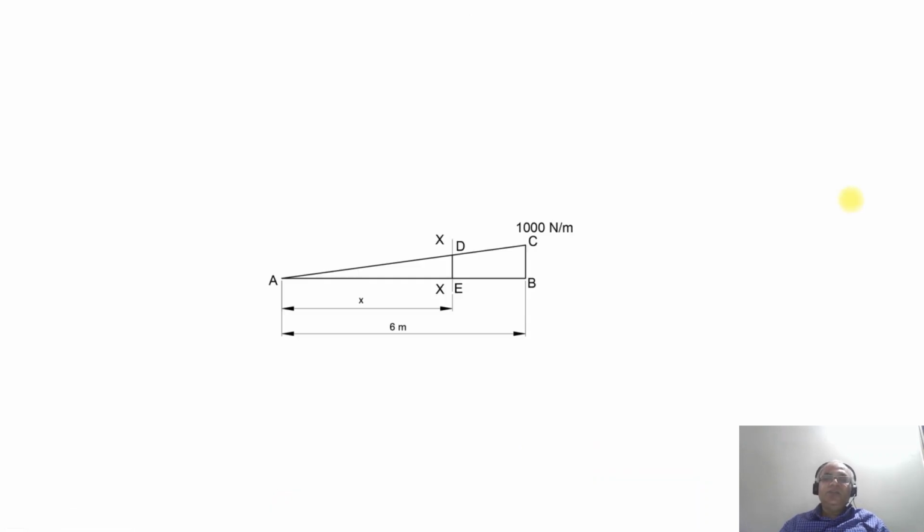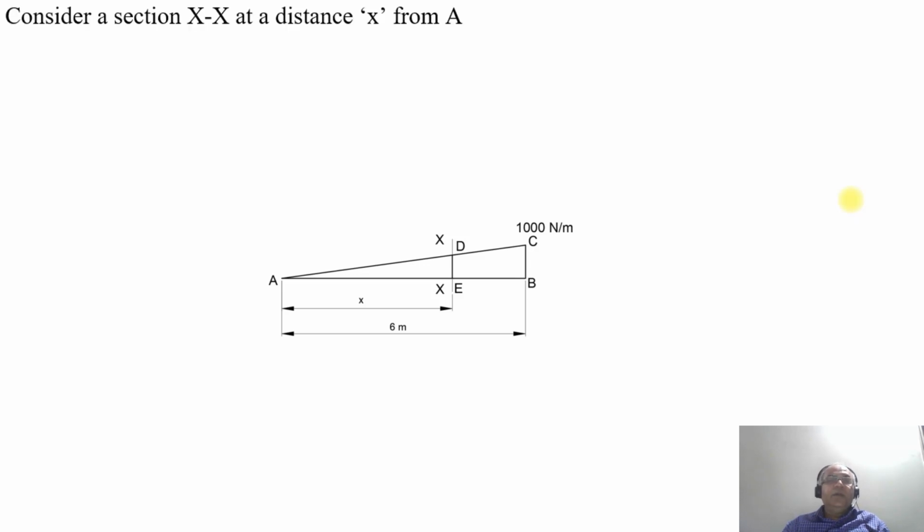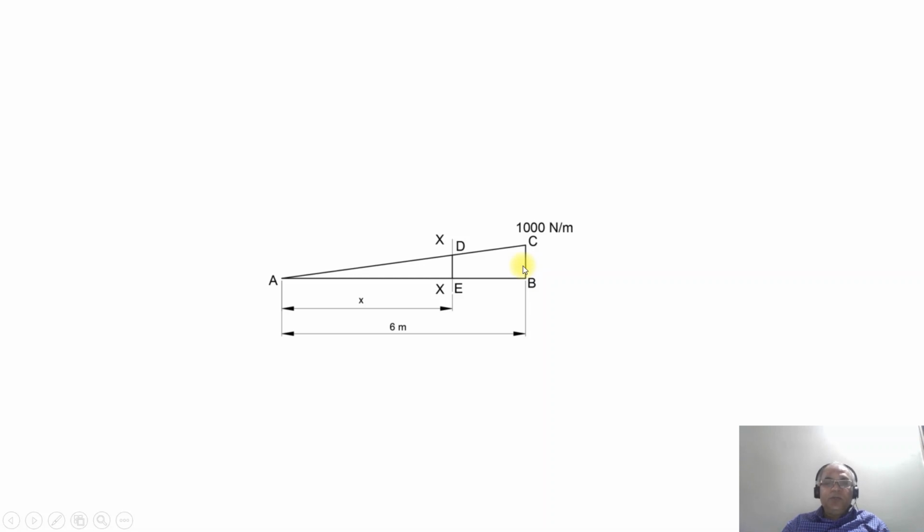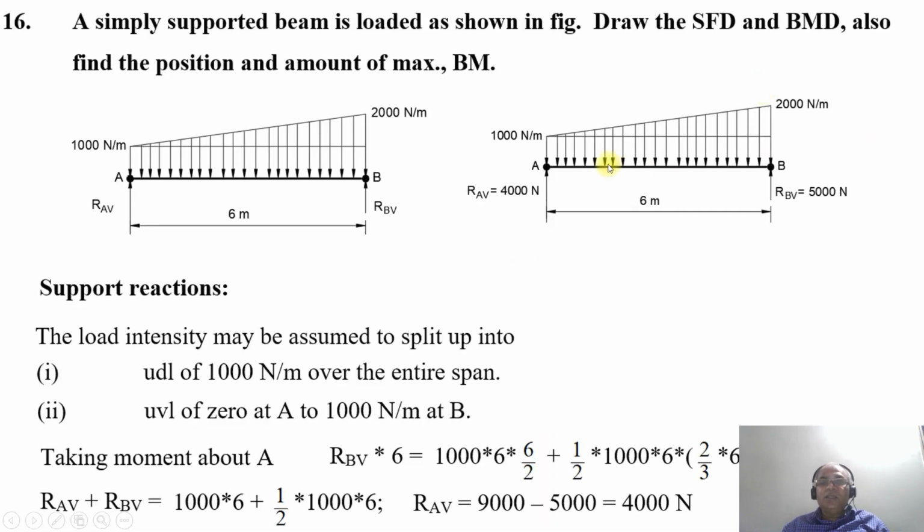Now we will consider the section on the uniformly variable load. Consider the section XX at a distance of X meters from A. So what we are trying to do is, on this uniformly variable load, we are considering any section at a distance of X meters from A. That is the reason why I am drawing only this particular diagram, because the UDL is uniformly distributed.